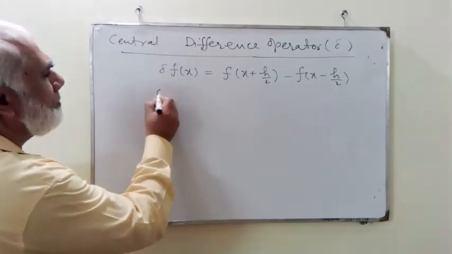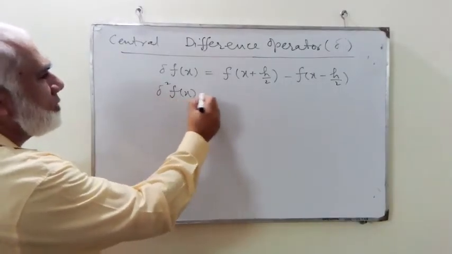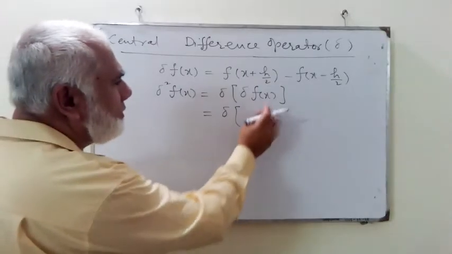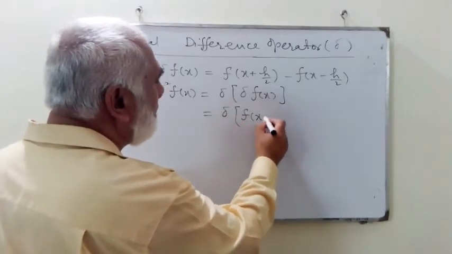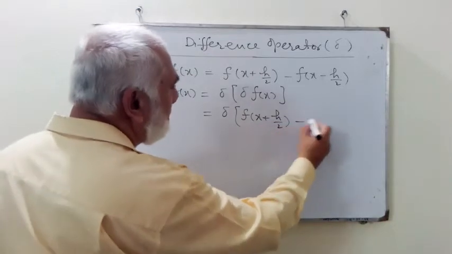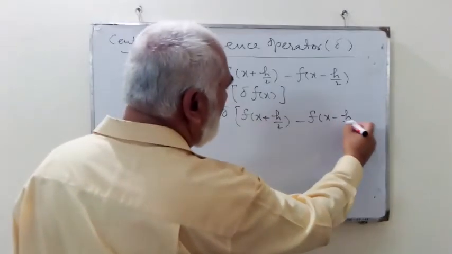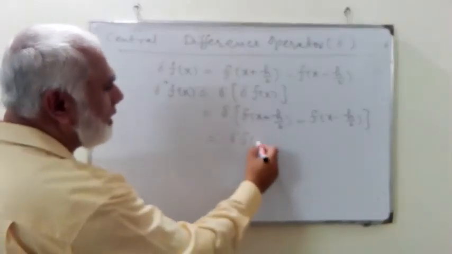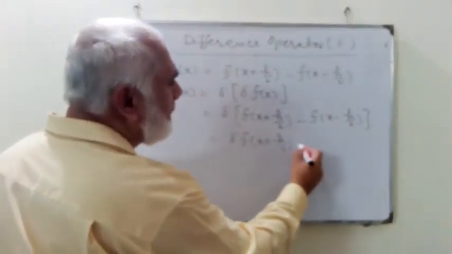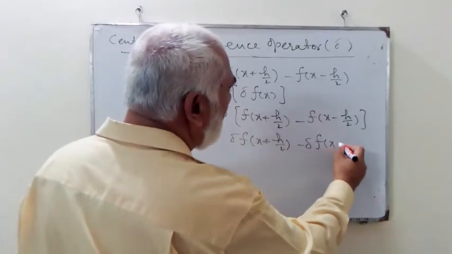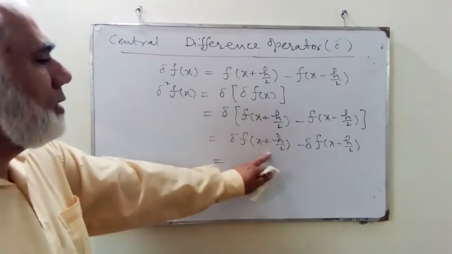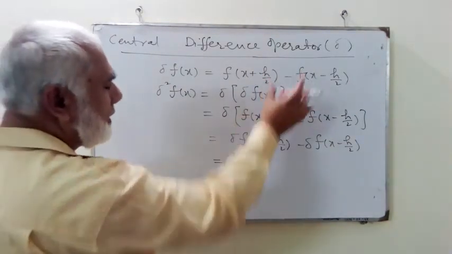And if I apply it twice over the same function, the result takes the form delta delta f(x), and according to the first definition, we can write it in the form of delta f(x plus h by 2) minus delta f(x minus h by 2), and then you can further split it by using the definition of the central difference.